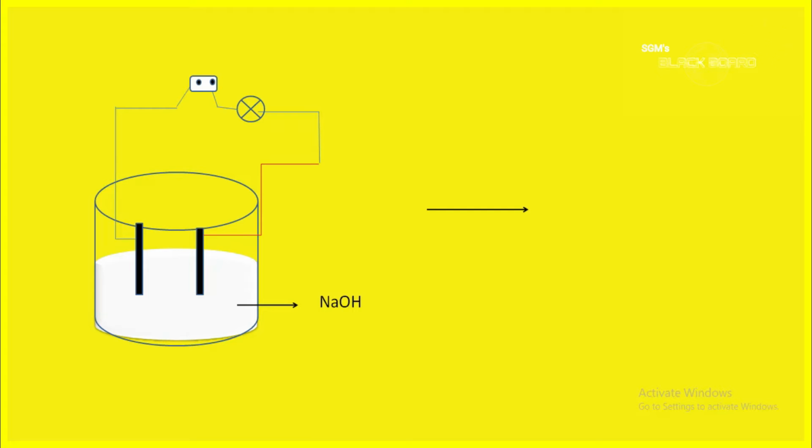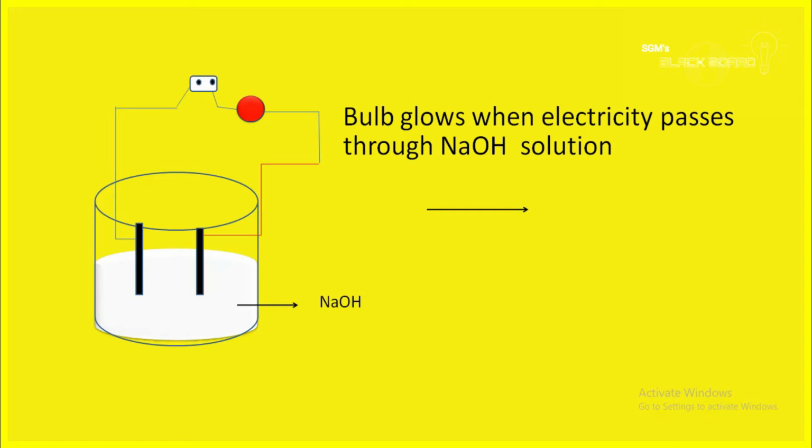Let us see whether bases also act as good conductors, and what is the reason behind that. So here let us prepare sodium hydroxide solution. Now put the electrodes in sodium hydroxide solution. Here, what happens? The bulb has glowed. It shows that the base is also a good conductor of electricity. So the bulb glows when electricity passes through the sodium hydroxide solution.